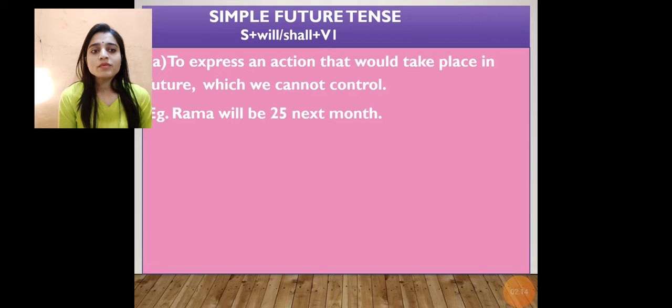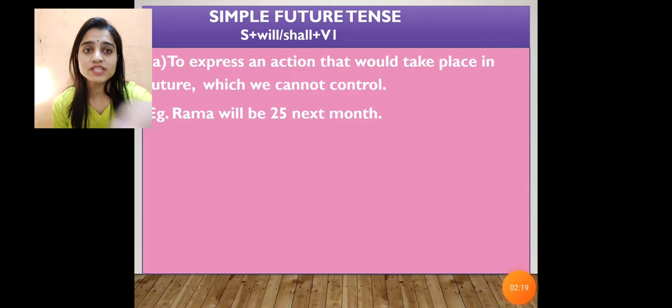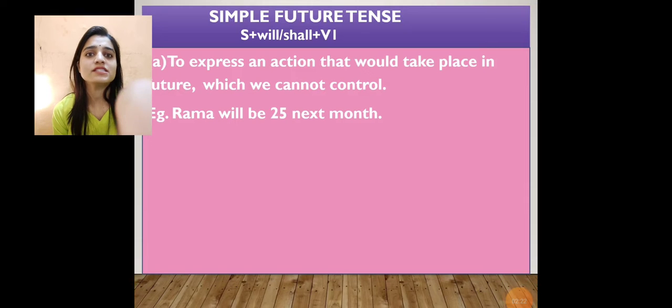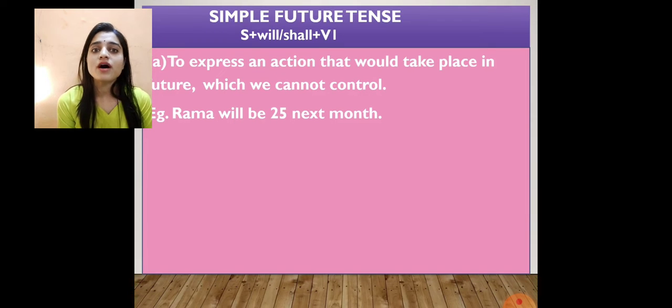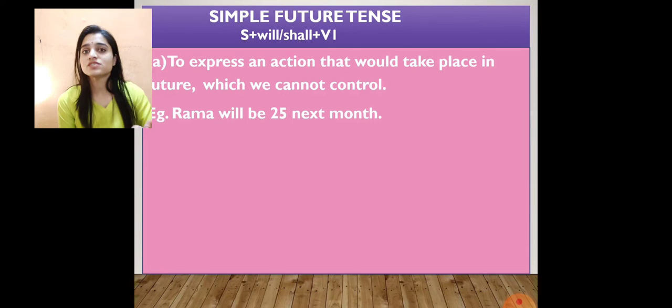If we talk about the usage of the simple future tense, then first of all, it is used to express an action that would take place in the future, which cannot be controlled. So any action that would take place in a period in the future, which is not under our control, in those sentences we use the simple future tense. Like, Rama will be 25 next month. So in the coming next month, Rama will be 25 years old.